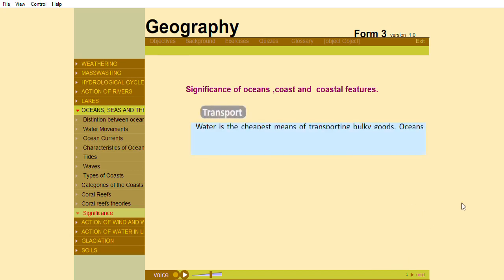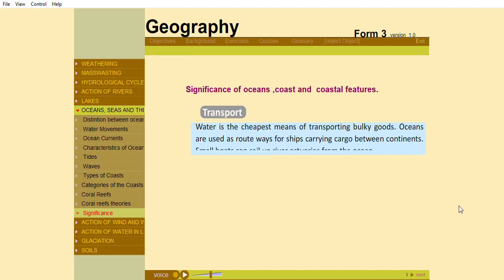Transport. Water is the cheapest means of transporting bulky goods. Oceans are used as routeways for ships carrying cargo between continents. Small boats can sail up river estuaries from the ocean.